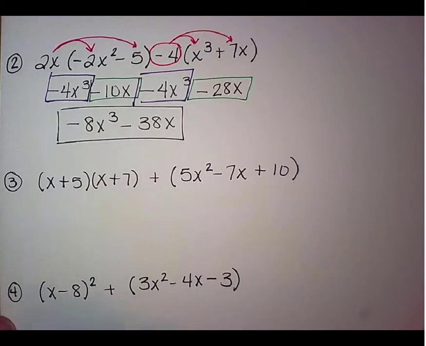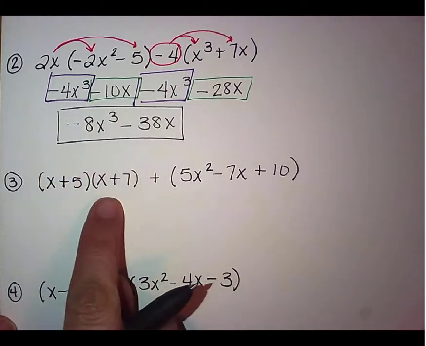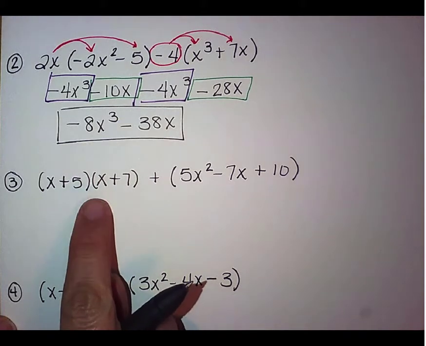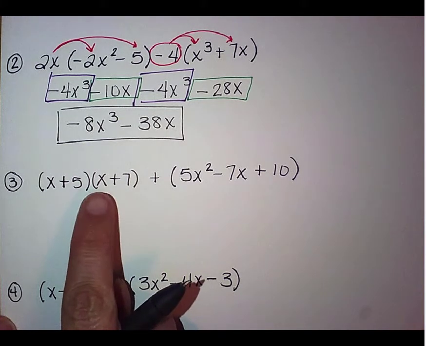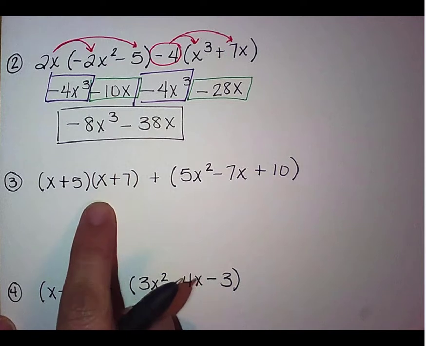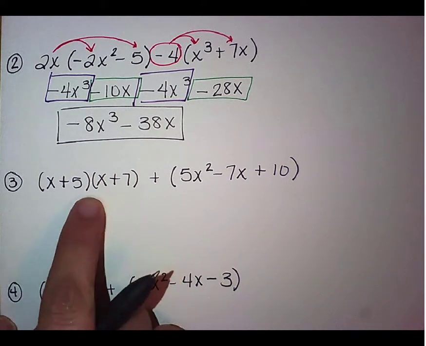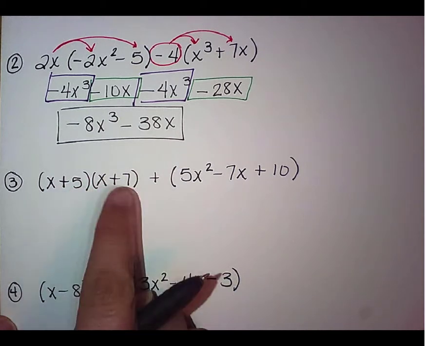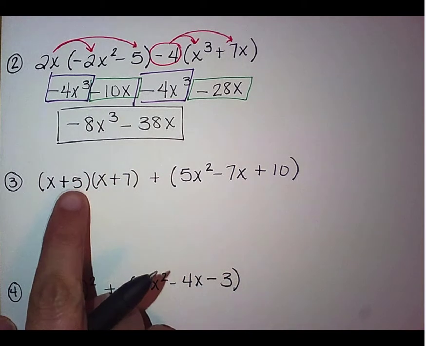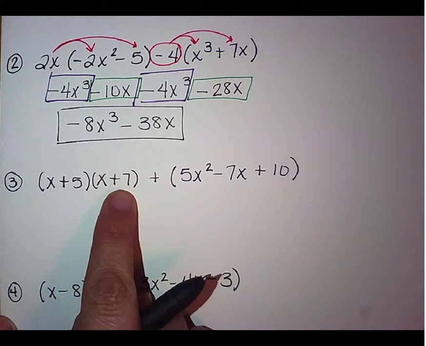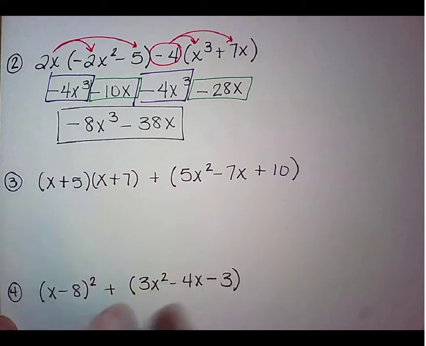Now on number 3, notice that the multiplication I have to do here is actually FOILing. I need to do my first, outer, inner, last. Or if you remember back in section 4.2 or pre 4.2, we talked about the quick method where we can add the 5 and the 7 to get our center term and multiply the 5 and the 7 to get our last term. So whichever one you're more comfortable with.